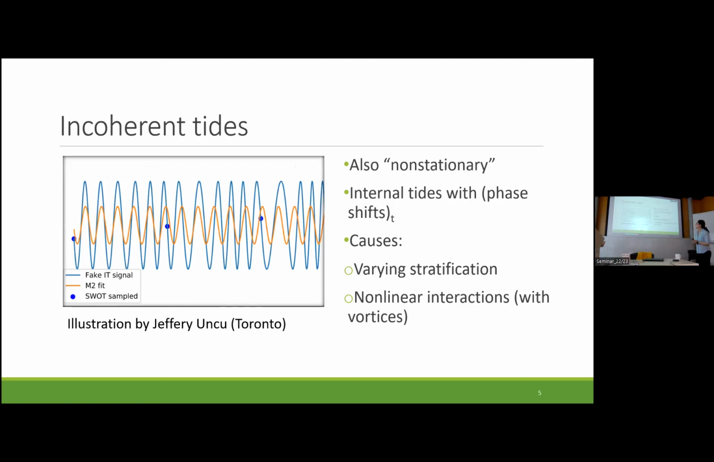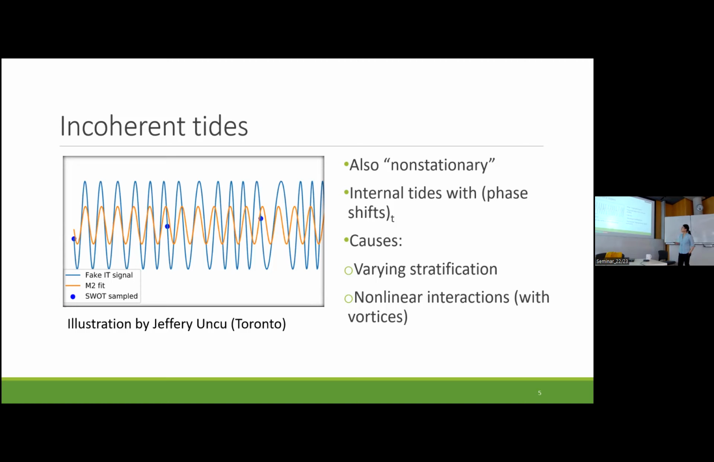Okay, thanks for that. However, for this set of simple classical methods, there is a big problem, which is caused by what we call incoherent tides. In some other literature, these are also called non-stationary tides. They mean the same thing. They just mean internal tides whose phase is shifting with time. And this can really destroy the harmonic fitting in some cases.